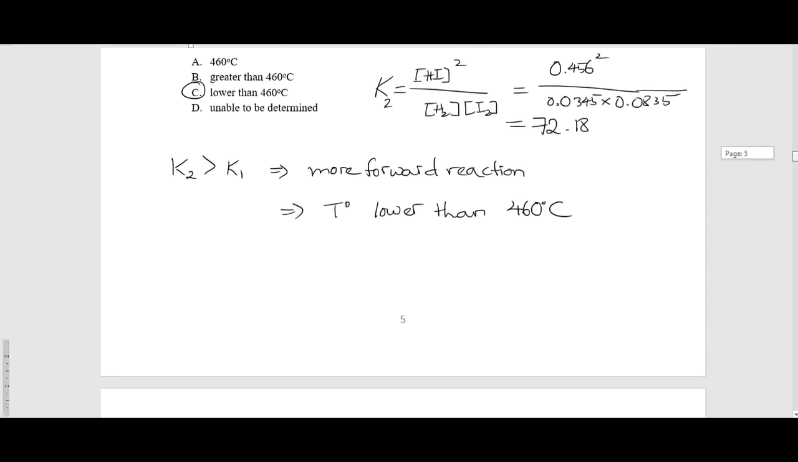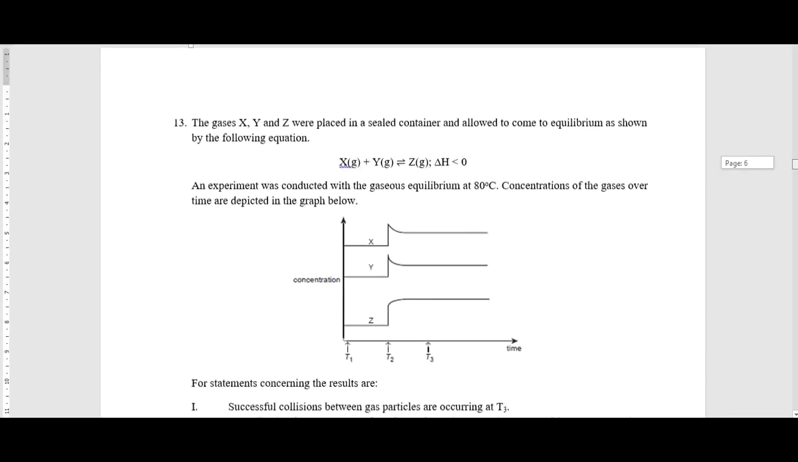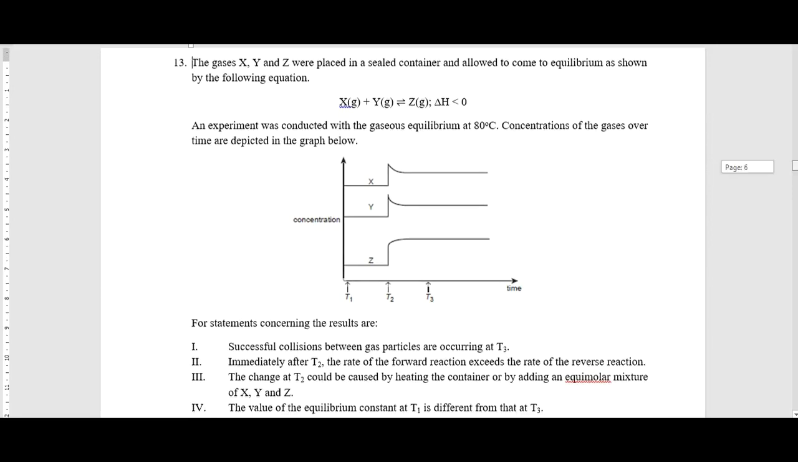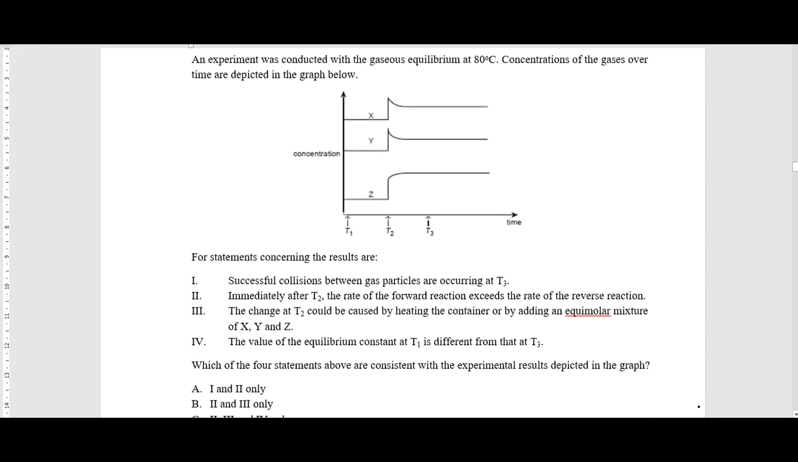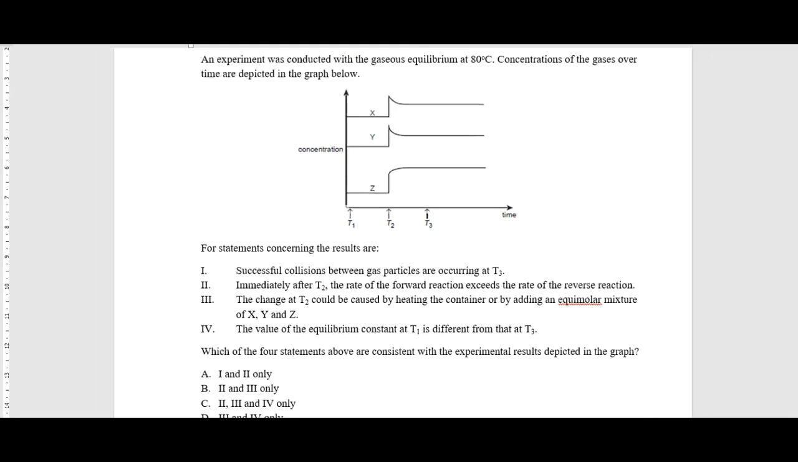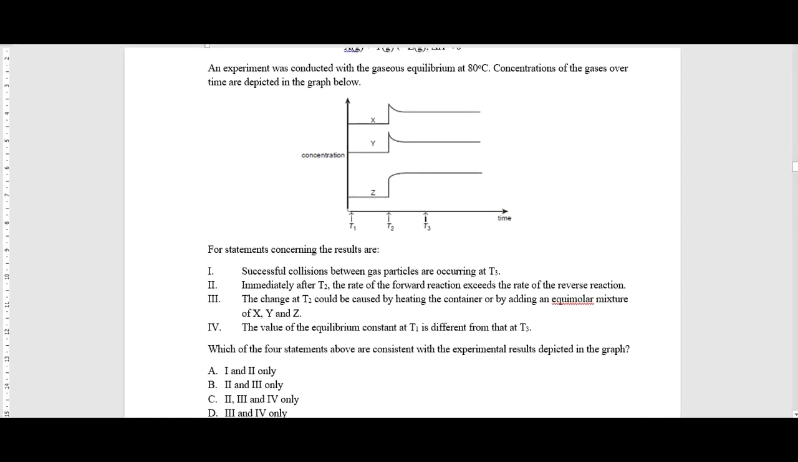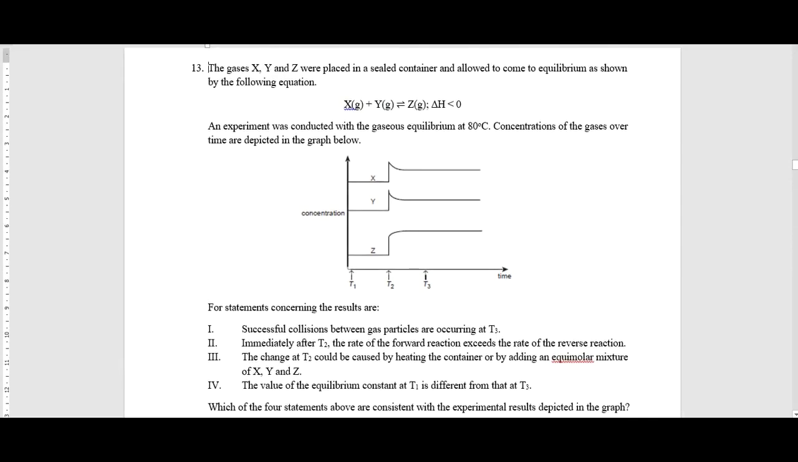And 3 more. Question 13. The gases X, Y, and Z were placed in a sealed container and allowed to reach equilibrium. Okay, I think I'm just going to shrink this a tiny bit so we can see the whole question on the screen. Okay, so a gas system. An experiment was conducted with the gases at equilibrium at 80. Now forward is exothermic. I'm not sure whether we're going to need that. Just take a note of that.